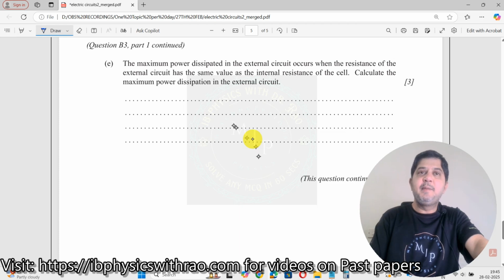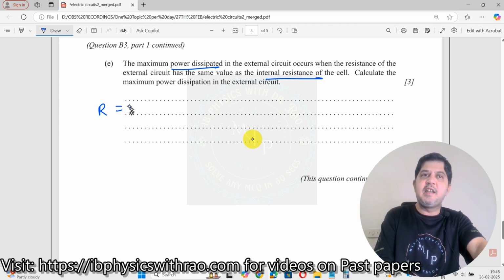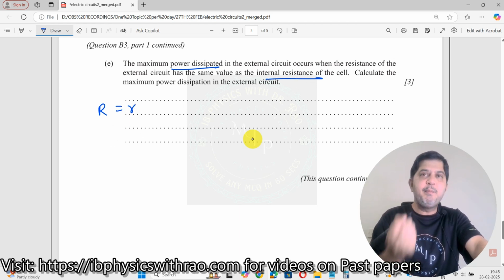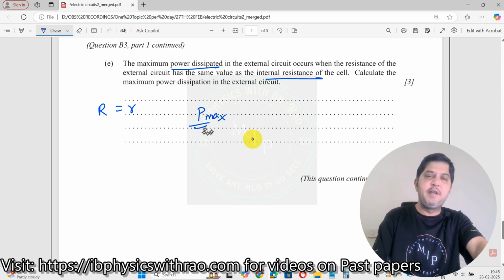Then the maximum power dissipated in the external circuit occurs when the resistance of the external circuit, R, has the same value as the internal resistance. We already found out the internal resistance, R equal to r. In fact, this is called the maximum power transfer theorem. Calculate the maximum power dissipation in the external circuit. So we want to find out the P max also. So how do we do that?